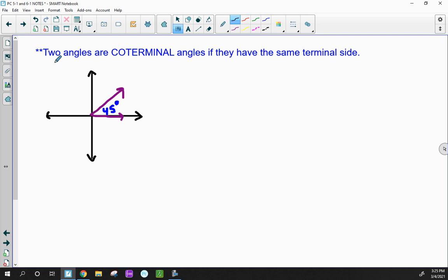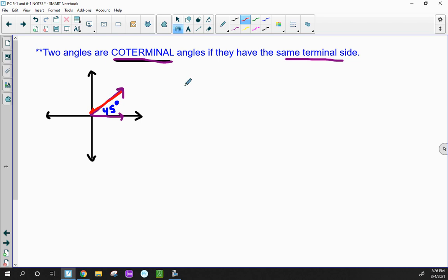Alright, moving along. Next big learning target is we need to make sure we understand the word coterminal. Two angles are coterminal angles if they have the same terminal side. So please notice in this picture, first off, that it's a 45-degree angle. The initial side is on top of the x-axis. The terminal side is the ray that I'm highlighting in red. It has landed in the first quadrant. It has been opened up counterclockwise, forcing it to be a positive answer.